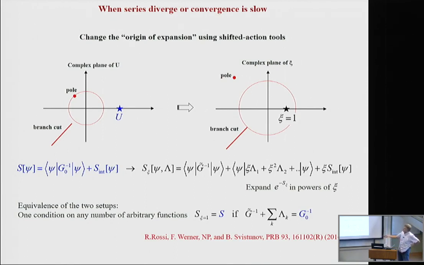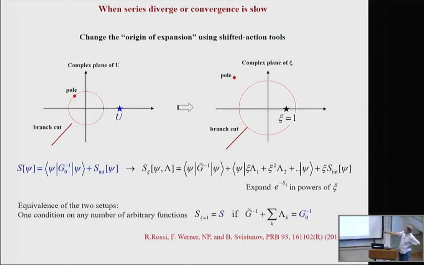So this is an illustration of how you can do a so-called shift by changing the expansion point at the level of the Green's function. You have this action, you have the bare Green's function and interactions. You can write it down identically with any single-particle propagator you like. It can even break causality. I don't care, because it's an arbitrary function, and I will use it as a starting point.